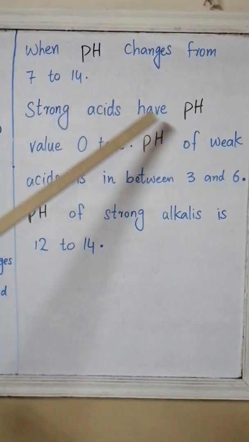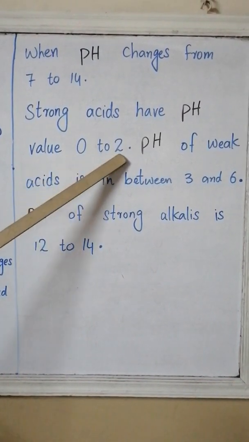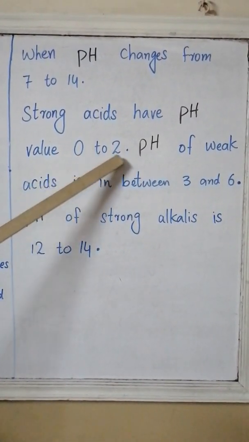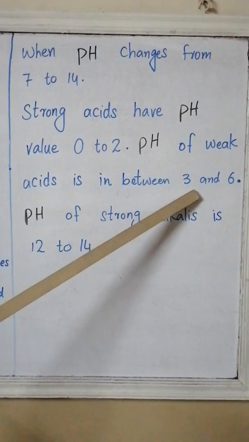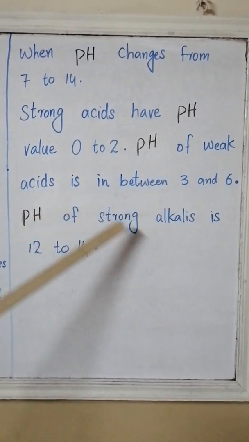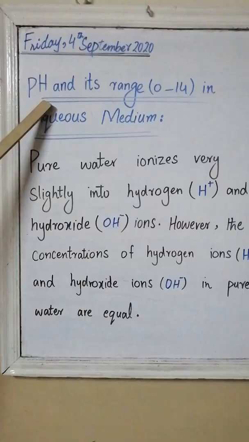Strong acids have pH value from 0 to 2. pH of weak acids is in between 3 and 6. pH of strong alkalis is 12 to 14.